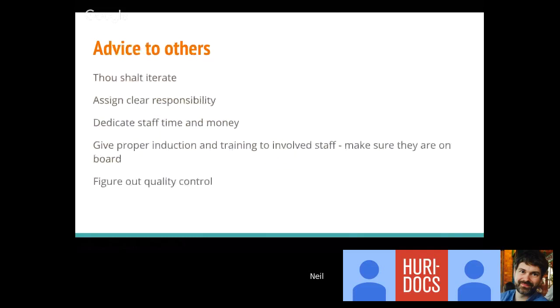So some advice that we could share. You're definitely going to iterate on your database project. Because this is our third system, we probably got it right just based on the previous experience and looking at what we didn't like before. Assign clear responsibility, and also be able to coordinate between departments. So you have focal points among the technical side and the users. Dedicate staff time and money, give training, create standards for usage, and have some kind of a quality control process. And last but not least, it's going to be hard. Don't give up.